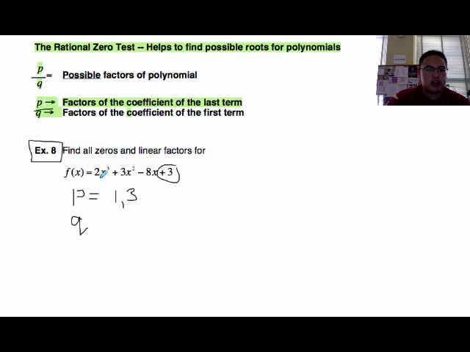Q, remember, is all the factors of the first term. So I see I have 2. What are all the factors of 2? Well, there's 1, and there's 2. So I'm going to find what are all the possible factors, which is P over Q.